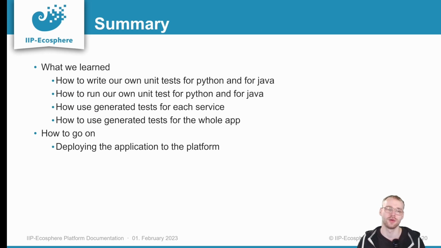So what should you take away from this? How to write your own unit tests for Python and for Java, how to run your own user tests separately or in group, how to use generated tests to confirm the functionality before actually deploying something, and how to use the generated test for the whole app to really make sure that the deployment will work out. The last thing you now need to look at is how to actually deploy the application to the platform.